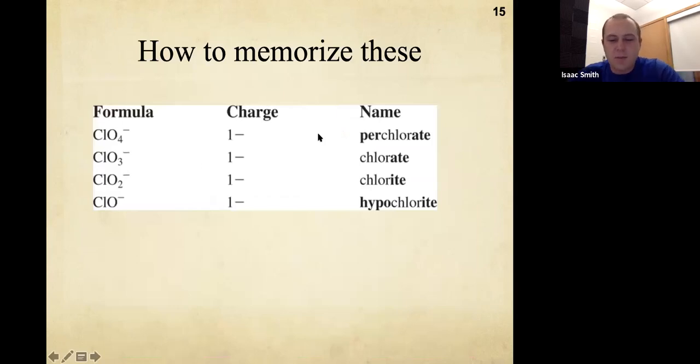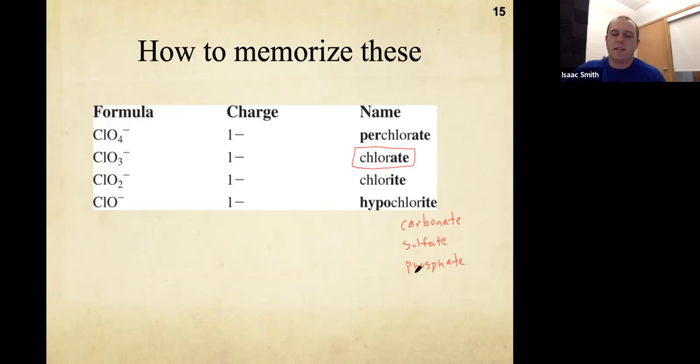So let me go over this. This is how you name the polyatomic ions. What I do is I find the ATE form. I memorize the ATE form of all the polyatomic ions. So you'd have carbonate. I'll just write down all the ones that you would need to know. You need to memorize carbonate, sulfate, phosphate, chlorate, bromate, and iodate.